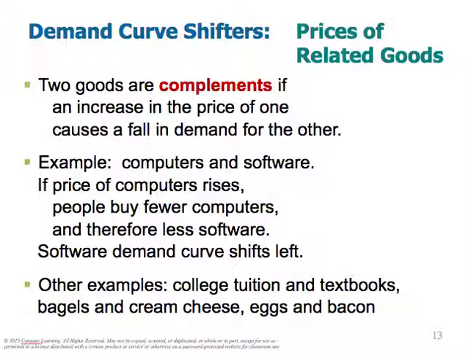Okay, and another example related to these prices of related goods. We just talked about substitutes. Now we're going to talk about complements. Two goods are complements if an increase in the price of one causes a fall in the demand for the other. For example, shoes and socks. These two goods, shoes and socks, are complements.